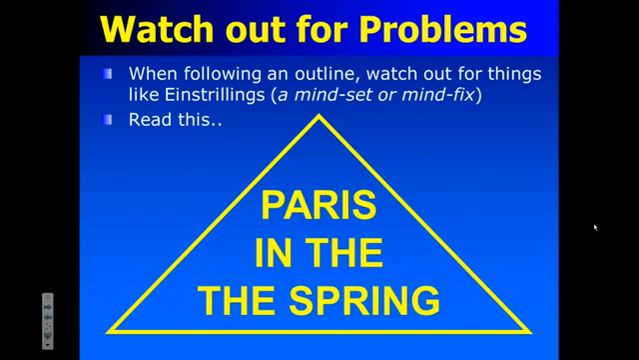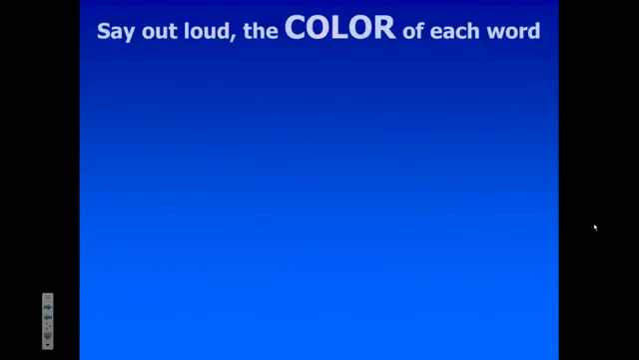Let's try another one. I'm going to put up some columns of words. To start here, I want you to read out loud going down. When you get to the bottom of this one, go up to the top of this one. There's 4 columns. Okay, but what I want you to read out loud is the color of the word. And I want you to go quickly. Ready? Go.